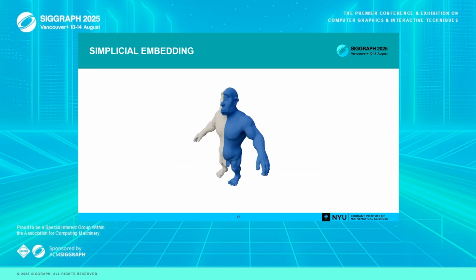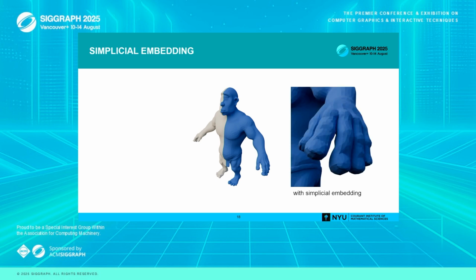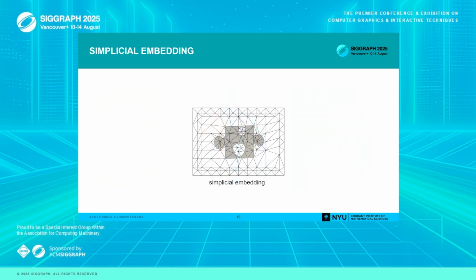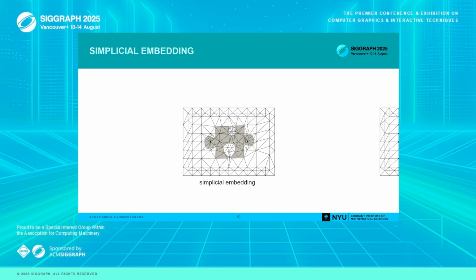And the advantage of the simplicial embedding gets clear when I show you an example, I guess. With simplicial embedding, we get the correct topology even in smaller structures, like here with the fingers of the ogre. Without simplicial embedding, you might end up with topological issues, like the fingers are glued together here. Okay, so much about the simplicial embedding.